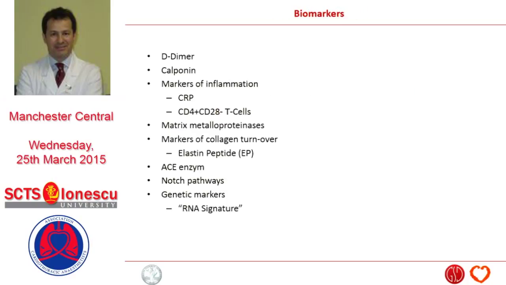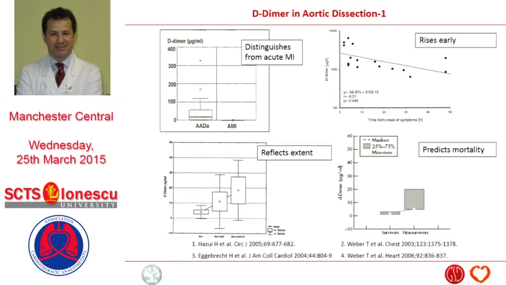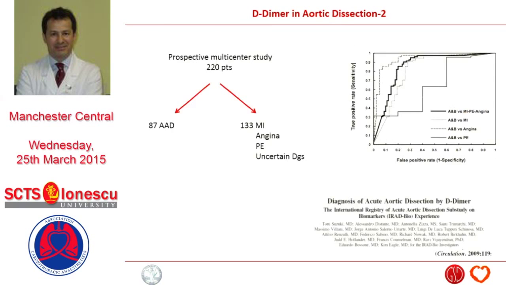Which biomarkers? Actually, there are many biomarkers that have been reported in the literature. We'll try to report briefly on the most common. In particular, the D-dimer. The D-dimer clearly is able to distinguish acute dissection from acute MI. It rises early, it is able to reflect the extent of the dissection, and it is also able to predict mortality.